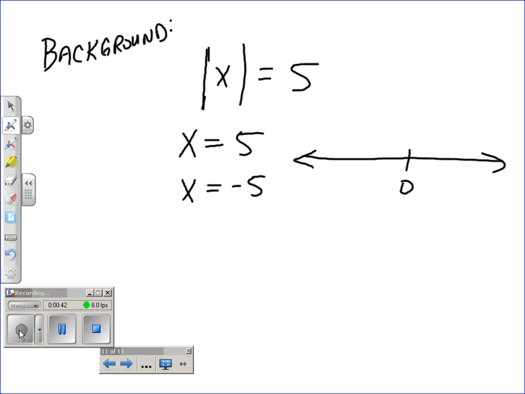So if I say some number is 5 steps from 0, well, that could be 1, 2, 3, 4, 5. That could be the number 5. Or it could also be 1, 2, 3, 4, 5. It could also be negative 5. They're both 5 steps from 0. When you're measuring distance, it doesn't matter if you're going to the left or to the right. All that matters is how many steps you took. So either of these are the solution. We have two solutions, two numbers that are 5 steps from 0.